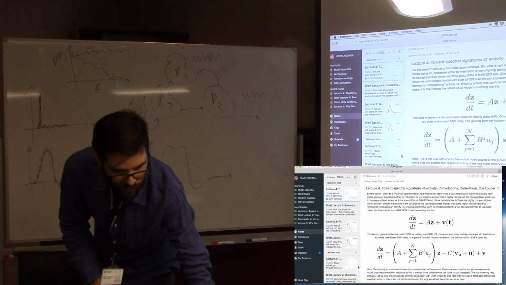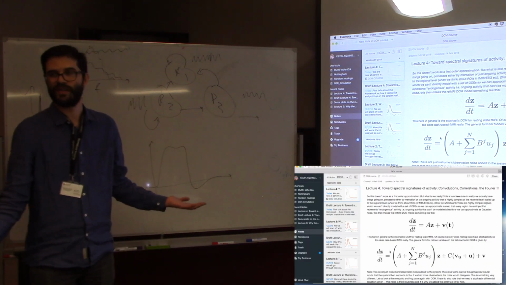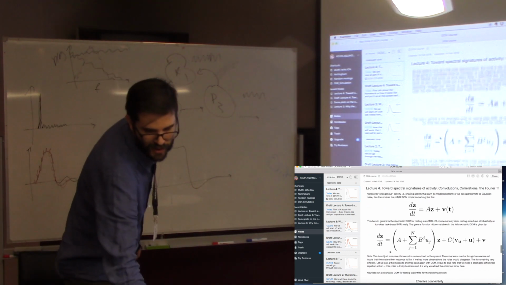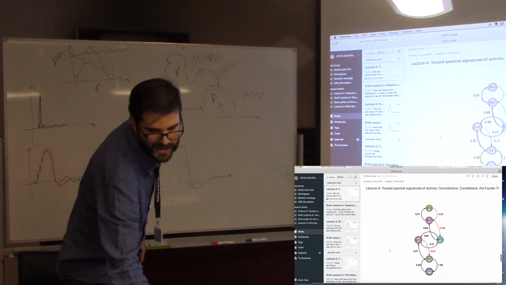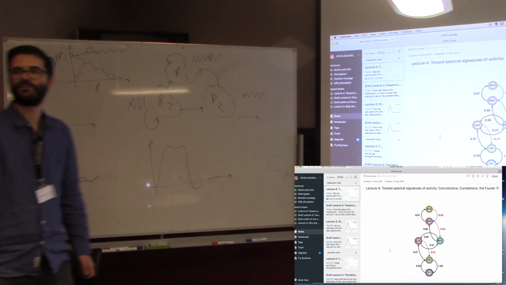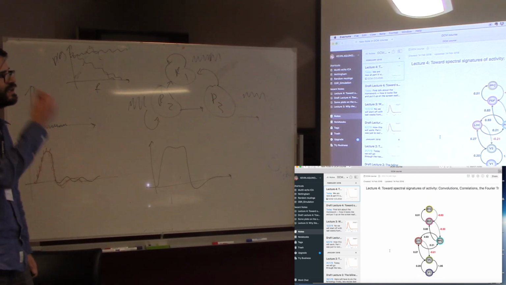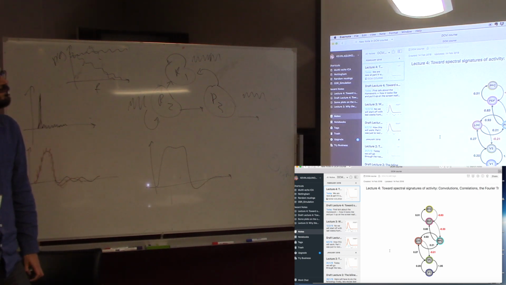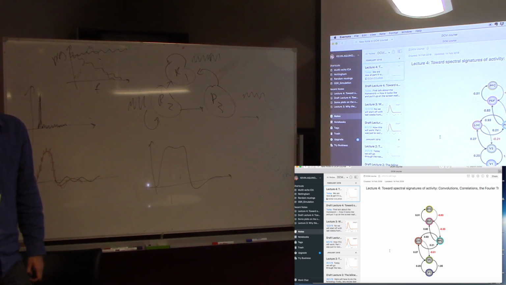So now we've gone through what a stochastic DCM is. We've gone through convolutions. So what you want to do is see how it works in a real system. Here I have this system I pulled out from Carl Friston's paper, where he talks about resting state fMRI and DCM for resting state fMRI.